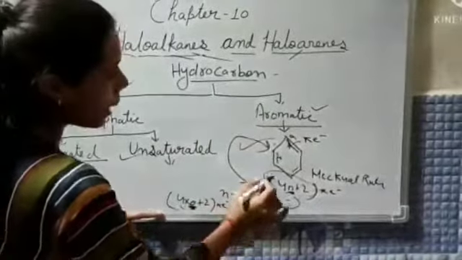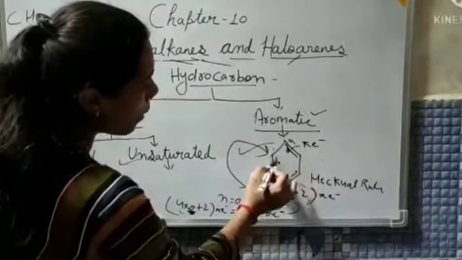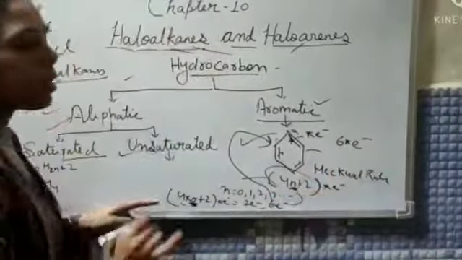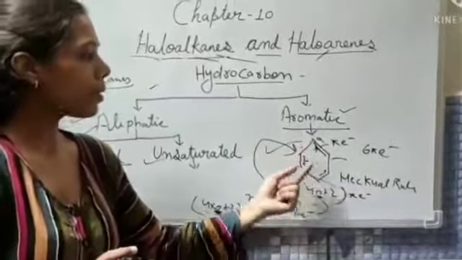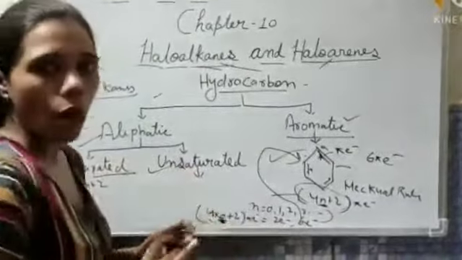Now here it is 6 electrons. See, 1, 2, 3, 4, 5, 6. It means this benzene contains 6 pi electrons, so it follows Huckel's rule also. According to Huckel's rule, we can say that benzene is an aromatic compound. So here we have understood how to do it.